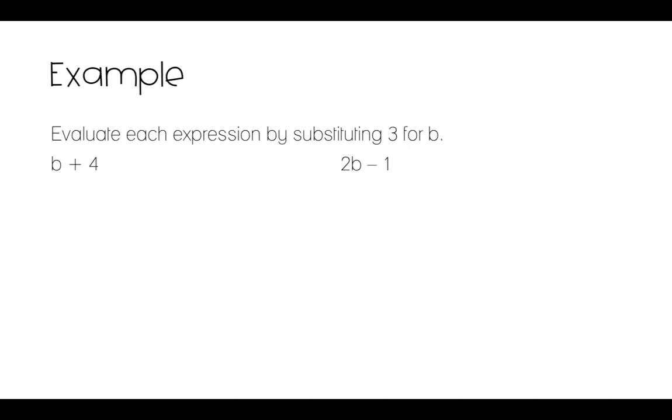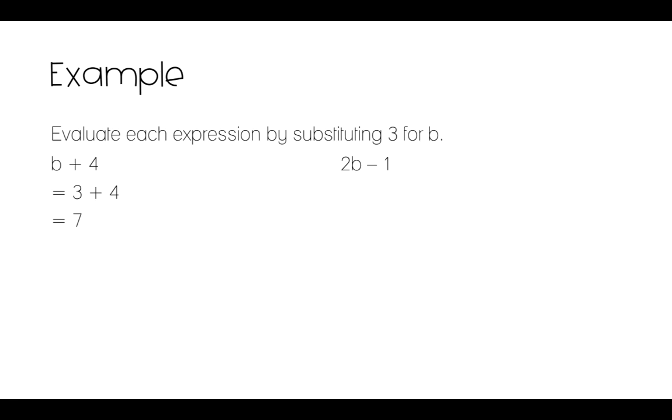So we're going to evaluate each expression by substituting 3 for b. The term evaluate means essentially to solve the problem. So we're going to evaluate by substituting. The first one, let's substitute 3 in for b. So we end up with 3 plus 4, which gives us 7. Nice, easy one to start with.